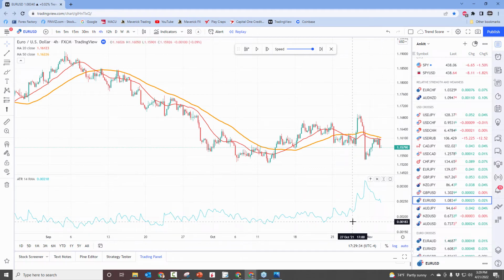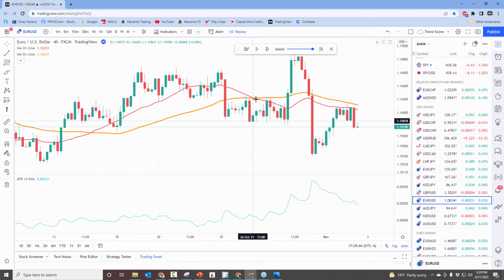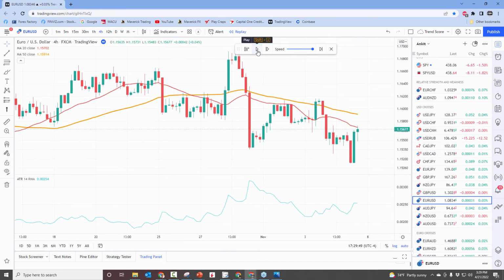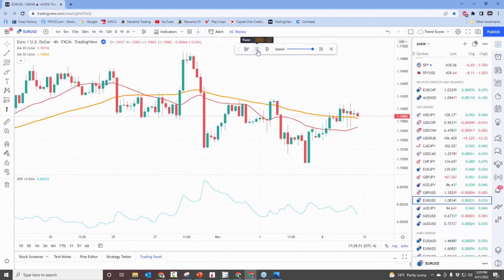So what we've been told is, hey, recently volatility has been better. There has been more movement here on Euro US dollar. But right here, right now, the volatility is falling. Let's see what happens when this ATR finally does bottom out, and where it bottoms out, and when it starts to actually make an uptrend.